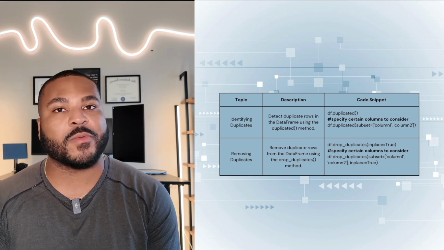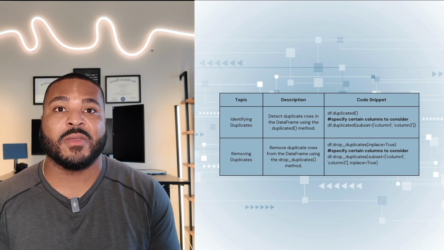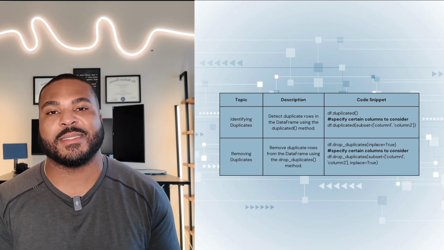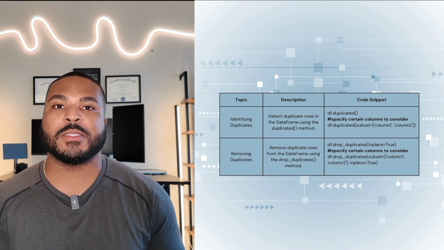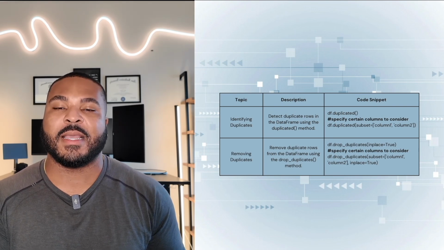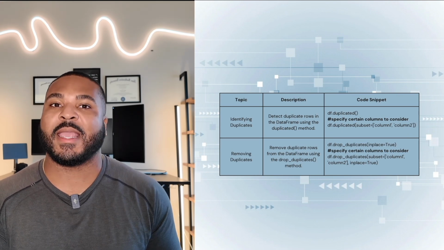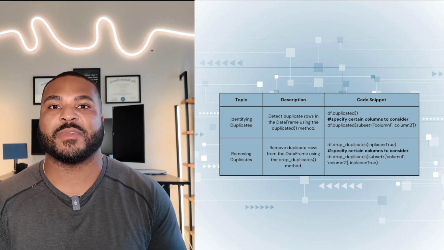So by identifying and removing duplicates, you ensure that each record in your dataset is unique, which is pretty important for accurate analysis and modeling. Handling duplicates is a straightforward but vital part of the data cleaning process, as this process helps maintain the integrity of your analysis and avoid potential bias in your results.